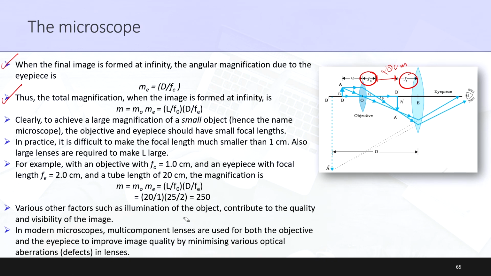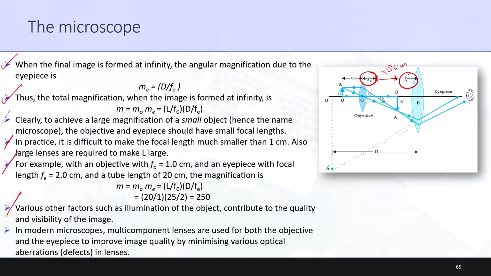You can see that in the simple microscope only a magnification less than or equal to 9 was obtained. Here, 250 times magnification can be obtained. Various other factors such as illumination of the object contribute to the quality and visibility of the image. In modern microscopes, multi-component lenses are used for both the objective and the eyepiece to improve image quality by minimizing various optical aberrations or defects in lenses.